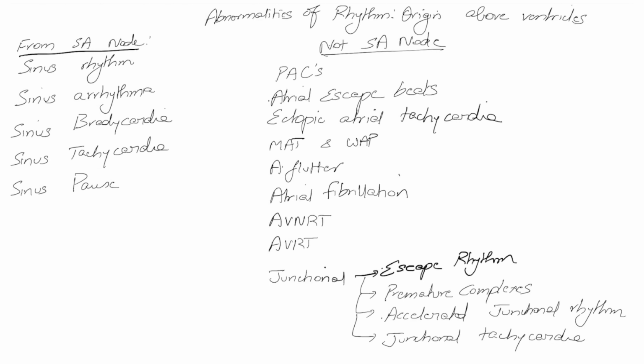So, thus far, we've talked about some of the different rhythms that originate from the SA node. Essentially, when we're discussing sinus rhythm, you have a heart rate of 60 to 100. The P waves are upright in lead 2 and inverted in lead AVR. The P waves all look pretty similar. PR intervals are constant, and typically every P wave is followed by a QRS complex.